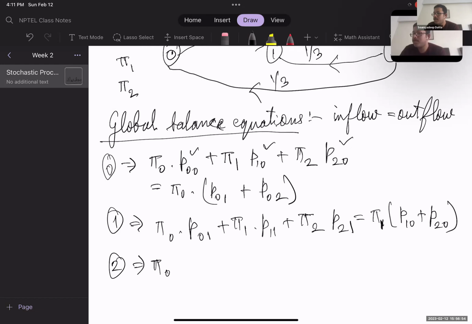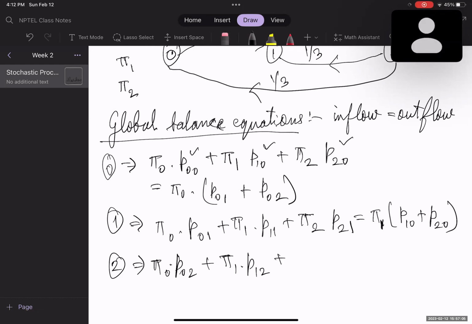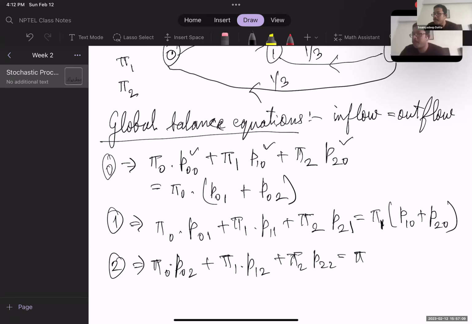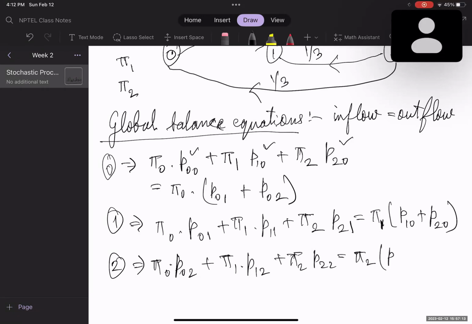And at state 2, you will write a similar equation. So again, let me just quickly write it. Pi 0 times p02 plus pi 1 times p12 plus pi 2 times p22. Can I have a question? Yes. Sorry, I couldn't get it. The pi 0, pi 1, pi 2.